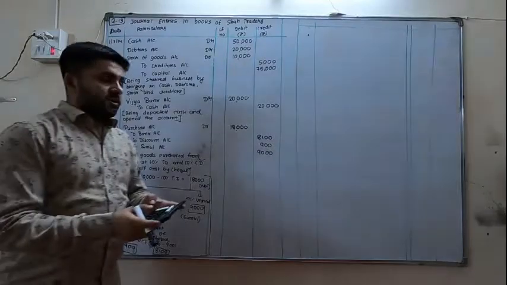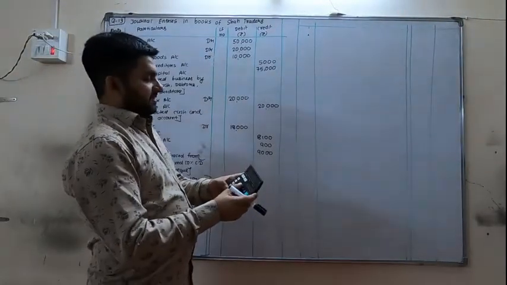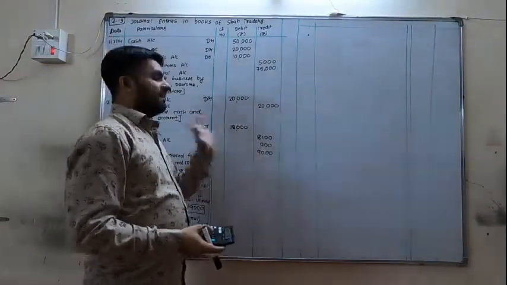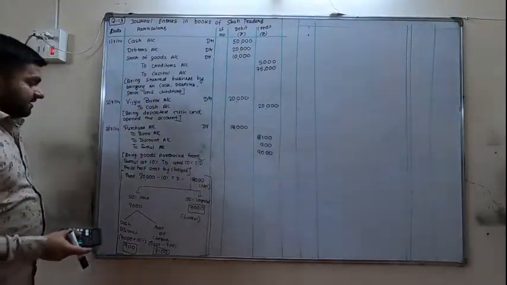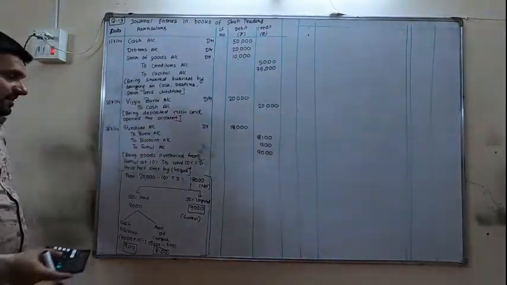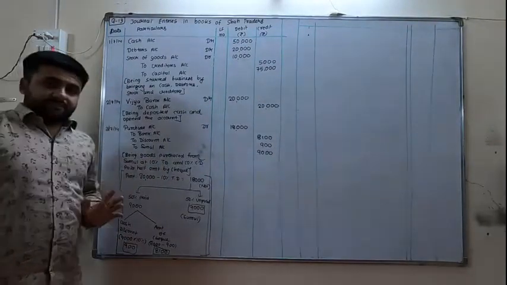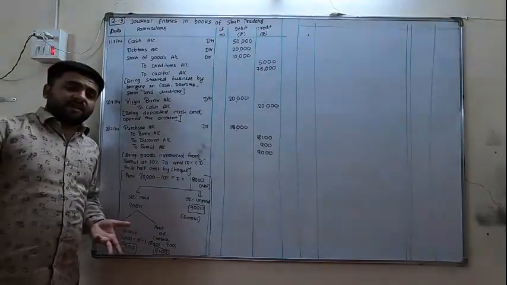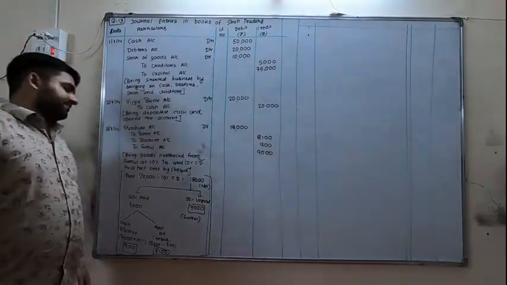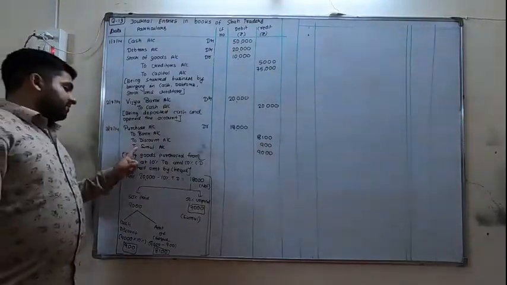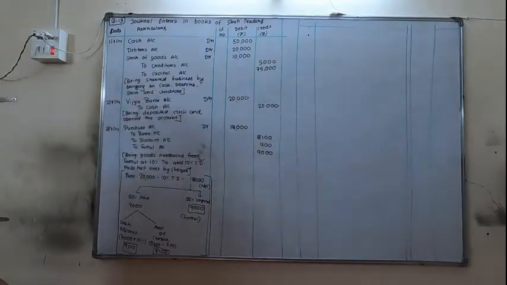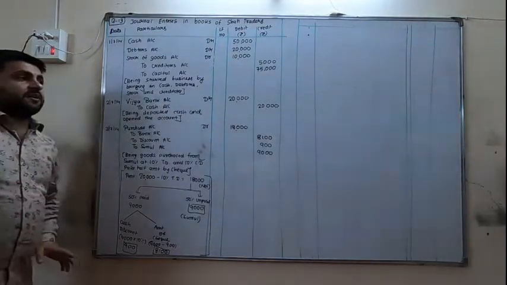name. Now let's check. 8,100 plus 900 plus 9,000 should be 18,000. So debit should be equal to credit. We have purchased the goods. Goods are coming in, purchase account debit. We have paid the check of half amount, so bank account credit. We will get discount on the half amount paid, so discount account credit. Half amount we have not paid, so Sumul's account will be credited. Okay, so in this way we have to do.